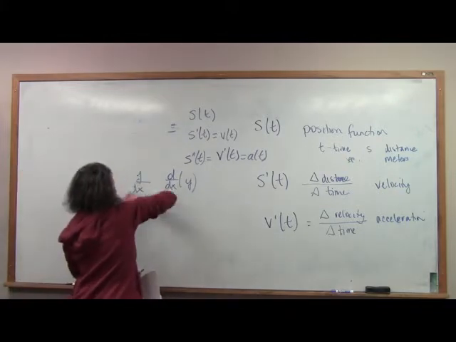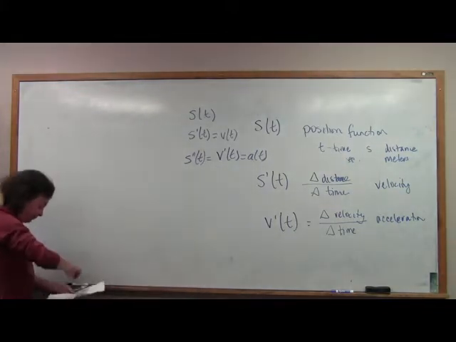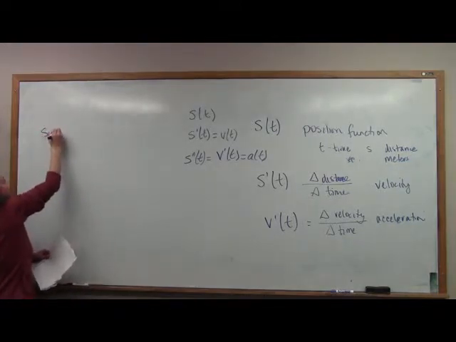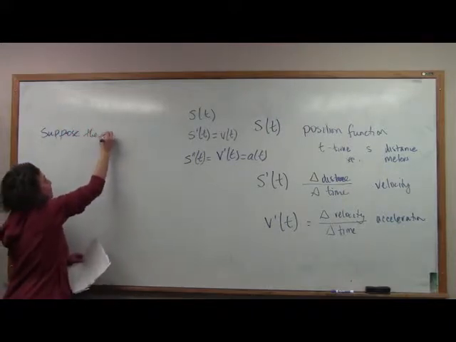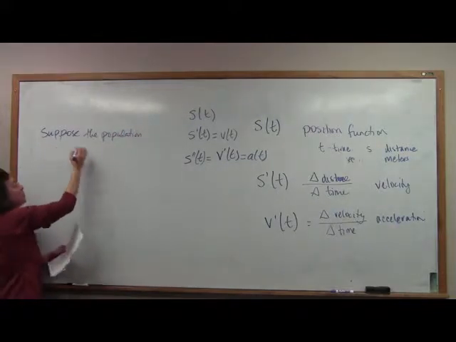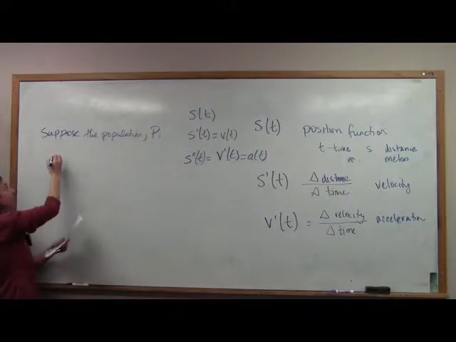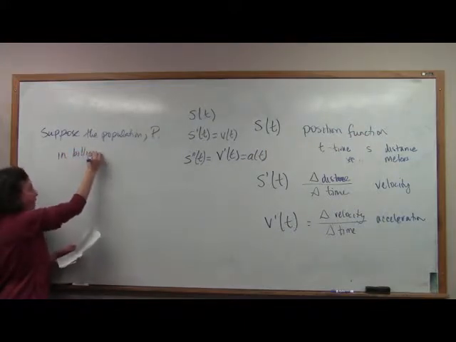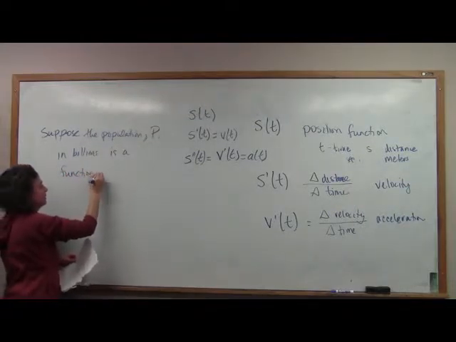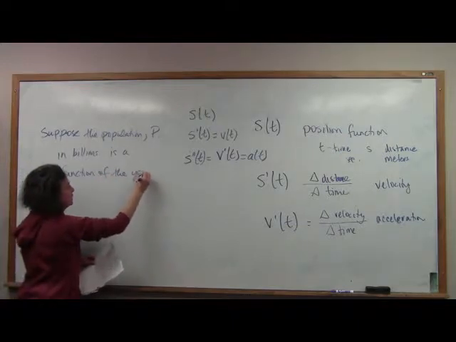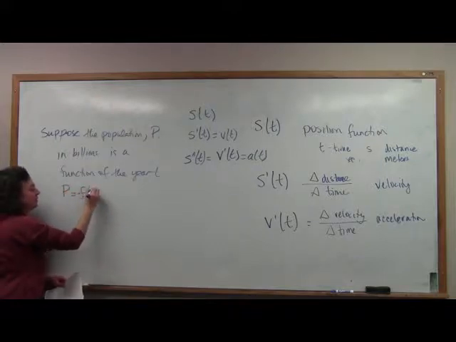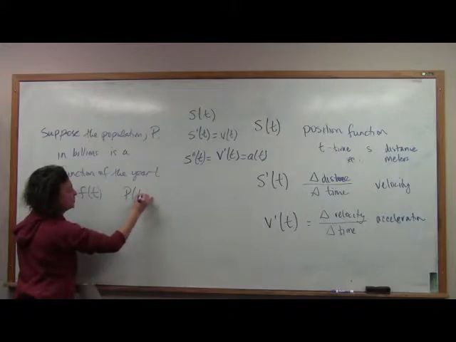Okay? So, that's one real world way that I claim that we look at our derivatives quite often. Now, let's just take a few more examples here. And how about this? Let's say, suppose the population, we'll call that capital P, and that's going to be expressed in billions, is a function of the year t. In other words, P is a function of t, I tend to just write that as P of t.